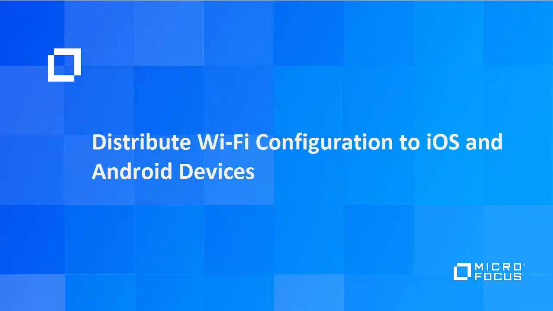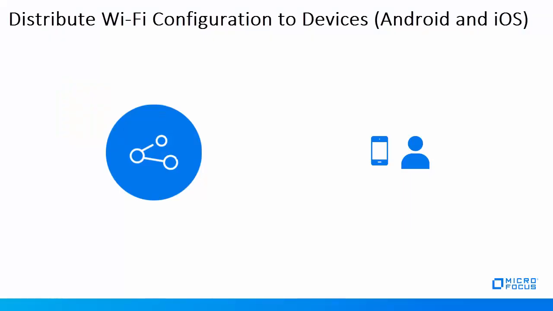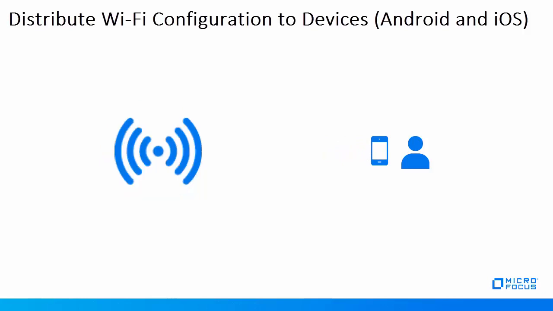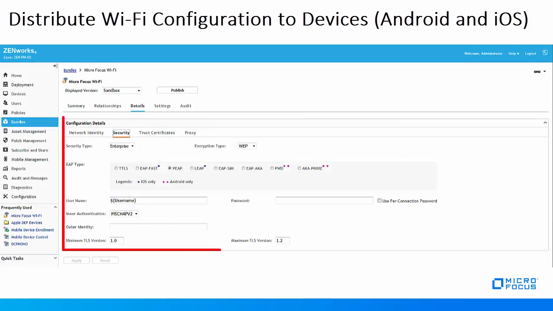In mobile management, one of the main features for this release is the ability to distribute Wi-Fi configurations to iOS and Android mobile devices. Administrators can now create and deploy Wi-Fi profile bundles on users' devices, enabling them to connect their devices to the corporate network using the specified Wi-Fi configuration.